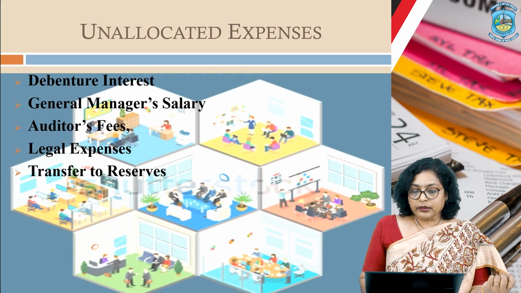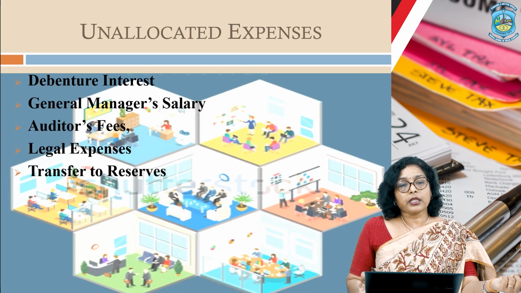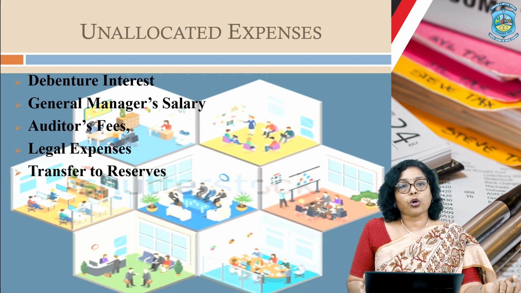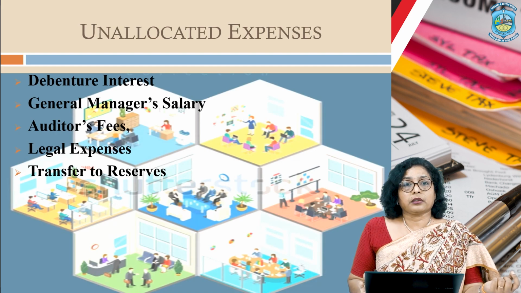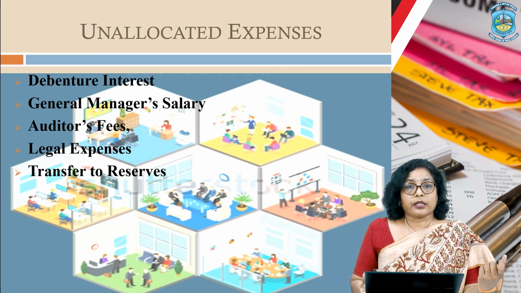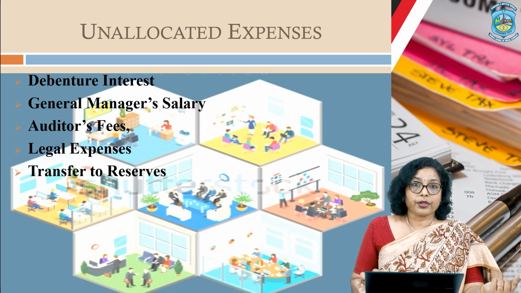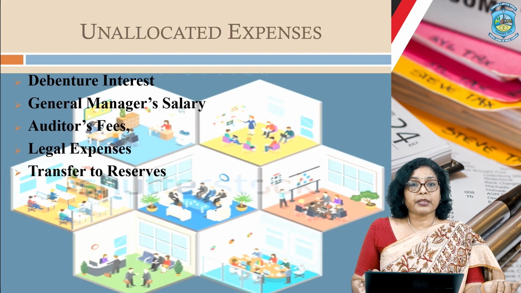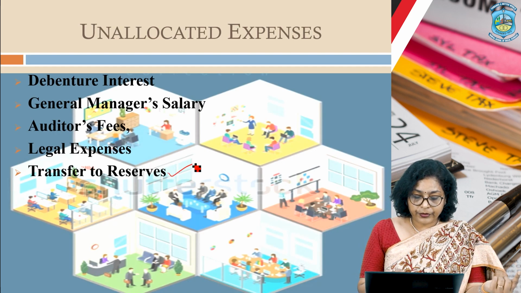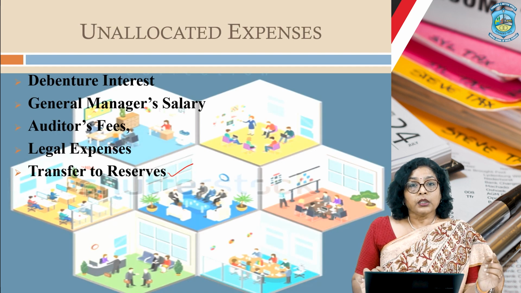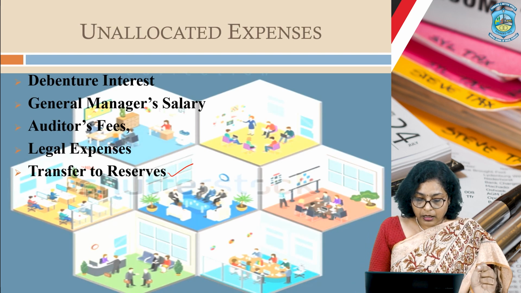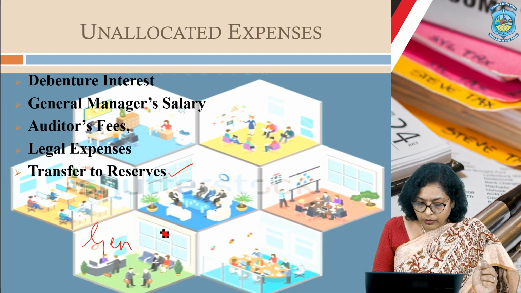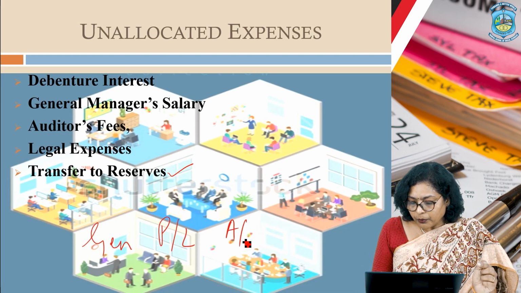So, these are certain bases of allocation, but still there are some expenses which do not have any certain basis. These are called unallocated expenses, like debenture interest, general manager's salary, auditor's fees, legal expenses, transfer to reserve. These expenses are charged to the general P&L account, right.